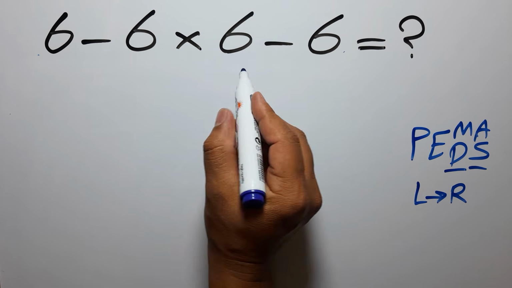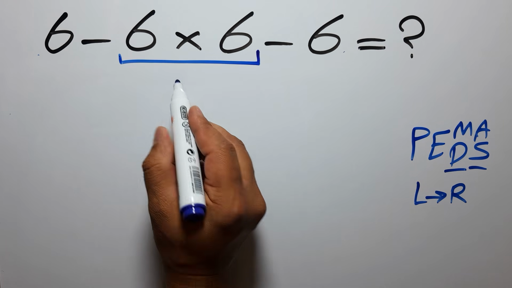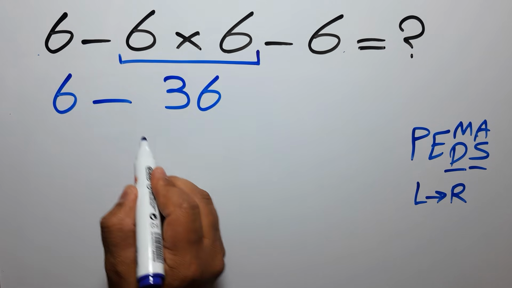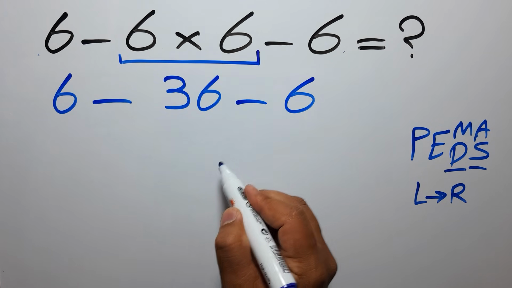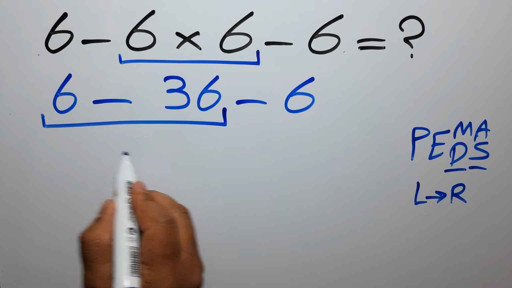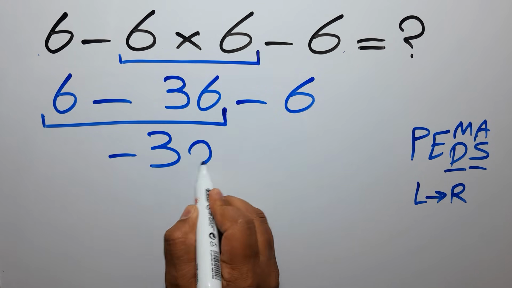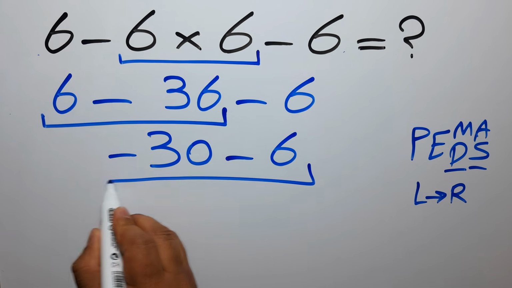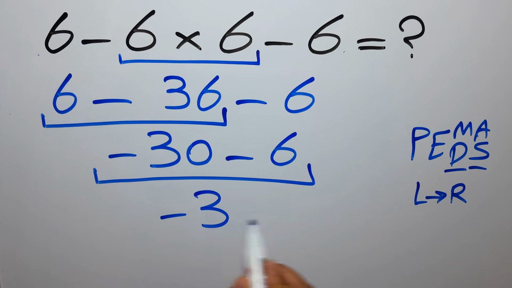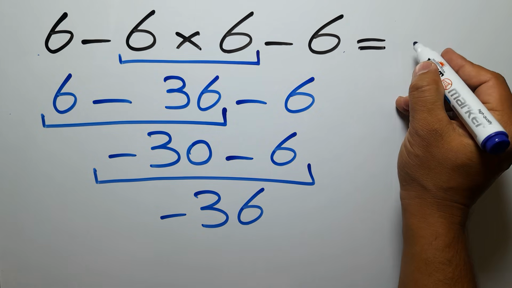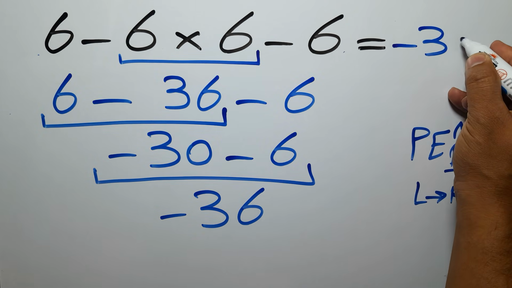So first we have to do this multiplication. 6 times 6 gives us 36. So we have 6 minus 36 minus 6. Now we have to do this subtraction. 6 minus 36 gives us negative 30. So negative 30 minus 6, which equals negative 36. And this is our final answer to this problem. The correct answer is negative 36.